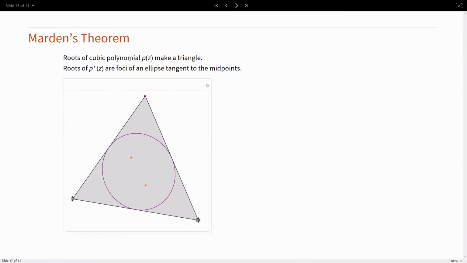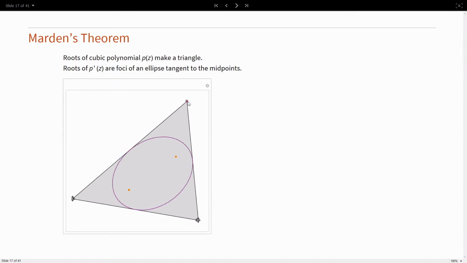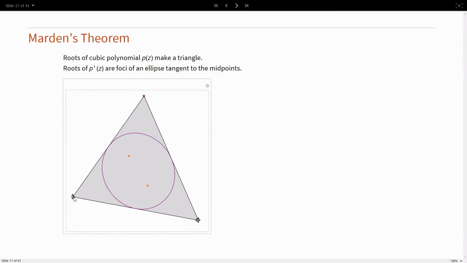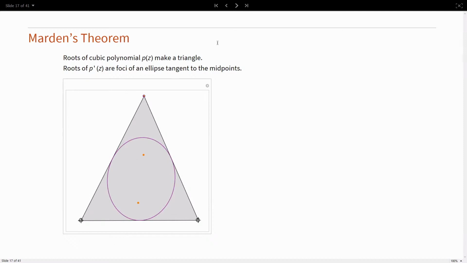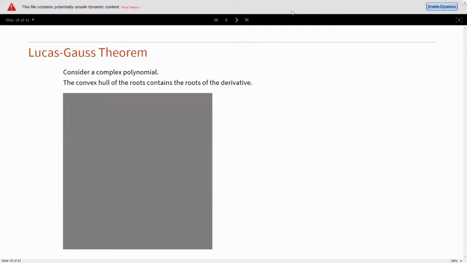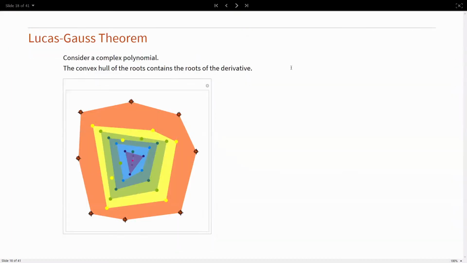So you take a cubic that has 3 roots, you get 3 complex roots, and the roots of the derivative are the foci of this ellipse. And that's one of the really nice results in triangle geometry. Let's see if this works.